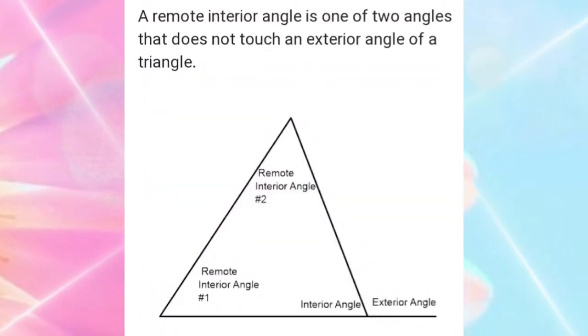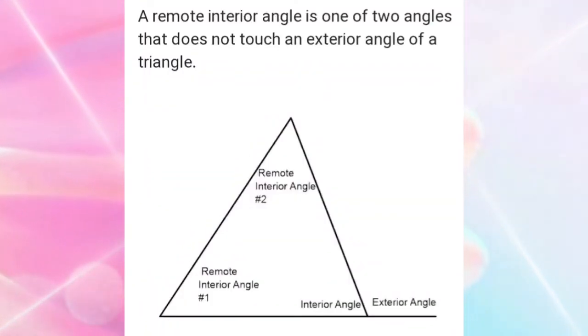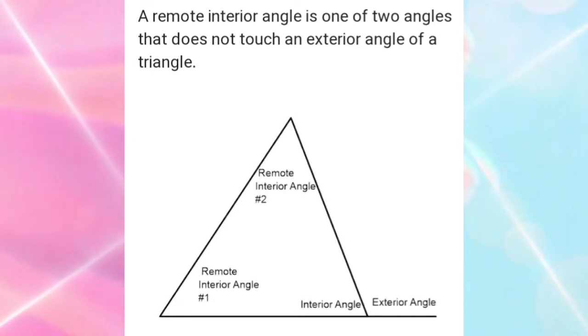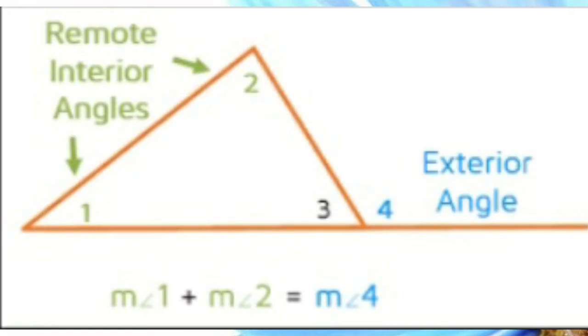A remote interior angle is one of the two angles that does not touch an exterior angle of a triangle. If you observe the diagram, we can see the two remote interior angles, and the exterior angle is also given. The measure of an exterior angle is always the sum of the two remote interior angles. Look at the diagram. Angle 1 and angle 2 are the remote interior angles and angle 4 is an exterior angle. The sum of angle 1 and angle 2 is equal to angle 4, and this criteria we will discuss through the theorem.